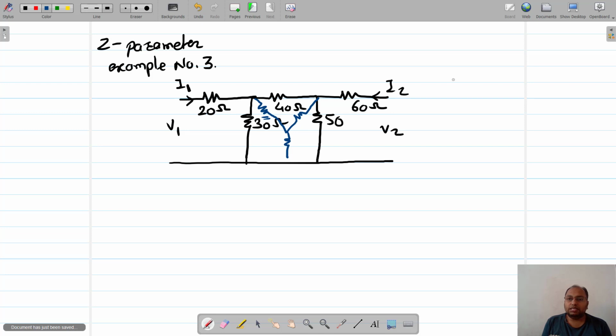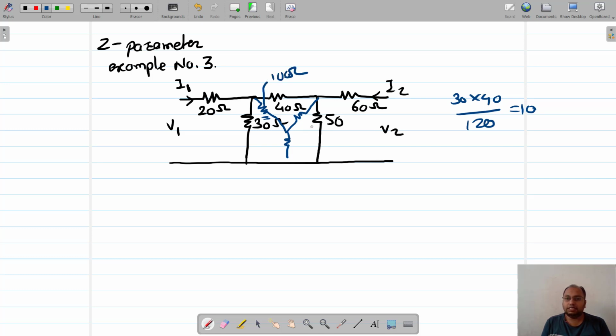So this is nothing but 30 into 40 divided by the addition, which is 30 plus 50 is 80, 80 plus 40, it is 120. So remember that the denominator is 120, right? So let us calculate this. 30 into 40 divided by 120, it is coming as 10. So this resistor is coming as 10.